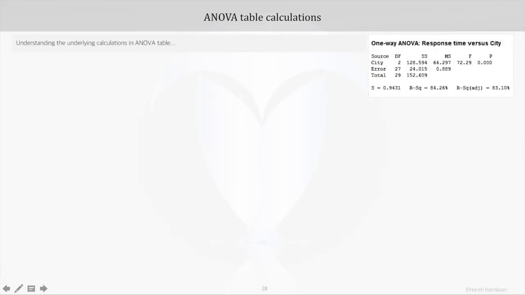Before we have a look at other pieces of interpretation in ANOVA, first let us spend some time to understand the underlying calculations in the ANOVA table. Let's start with degrees of freedom.